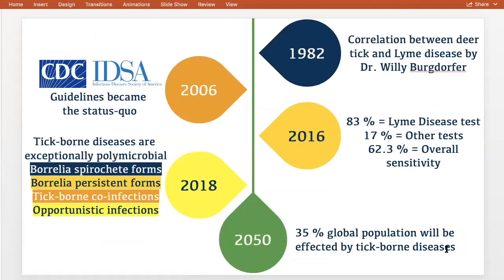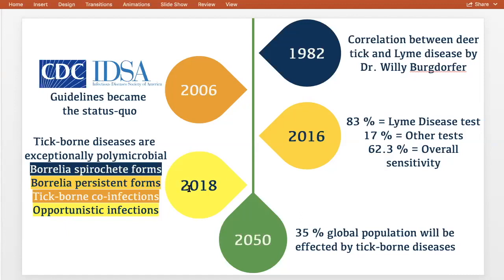So where does this Tickplex validation fit in the history of tick-borne diseases as a whole? Well, in 1982, we had the correlation between the tick and Lyme disease by Dr. Burgdorfer, and in 2006, the CDC and IDSA guidelines became the status quo. However, in 2016, we had a study by Michael Cook and a colleague, and he showed that the overall sensitivity for the CDC two-tier system is 62.3%. And in the past 10 years, that is from 2006, this has only increased by 4%.